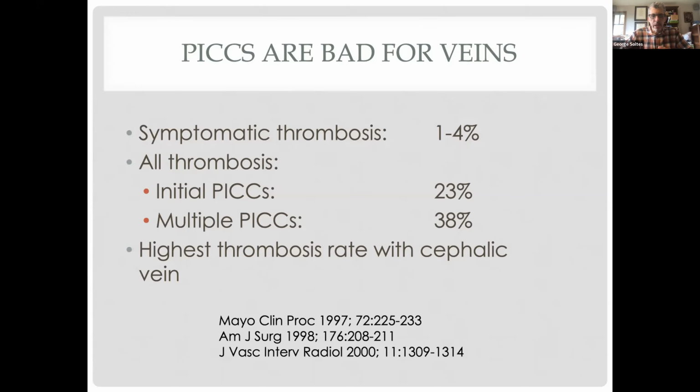And there were tons of studies as PICs were sort of proliferating in the early 2000s to look at both symptomatic and asymptomatic thrombosis. So just symptomatic, somebody's arm swells up, is somewhere between 1% and 4%. But if you looked at all thrombosis, having one PIC, about a quarter of patients will have venous thrombosis, which goes up to about 40% with multiple PICs.